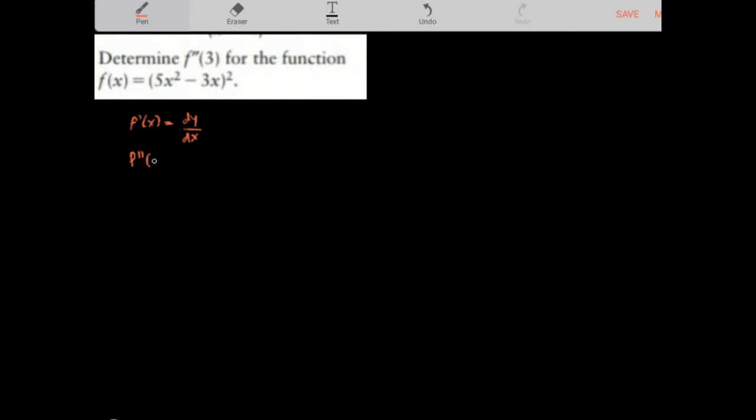So the second derivative, you can actually look at as the derivative of the derivative function, right? And the way we write this is d2y over dx squared, okay? So that's the second derivative function.